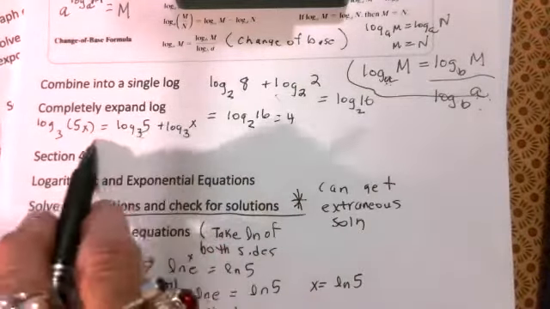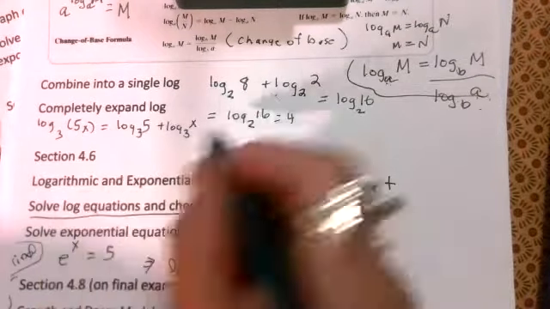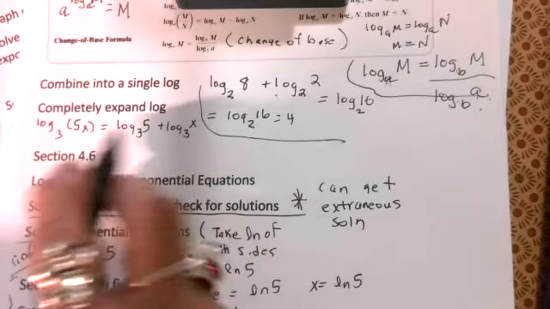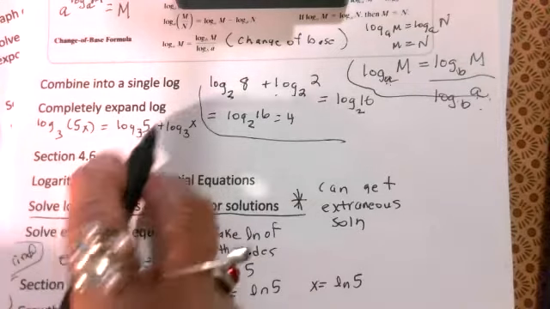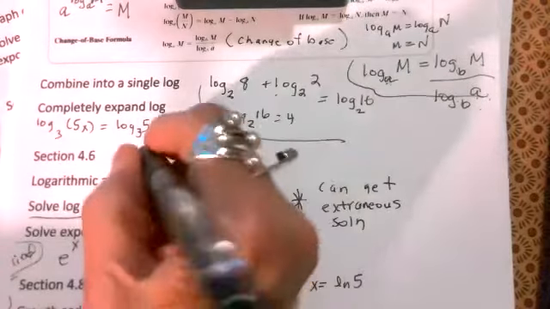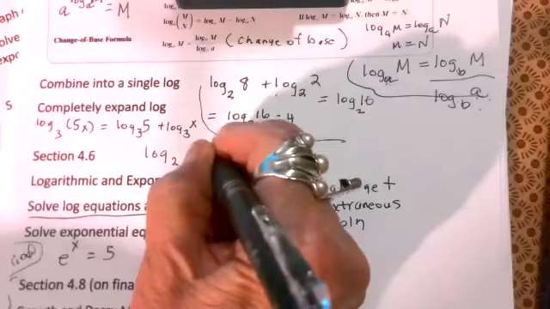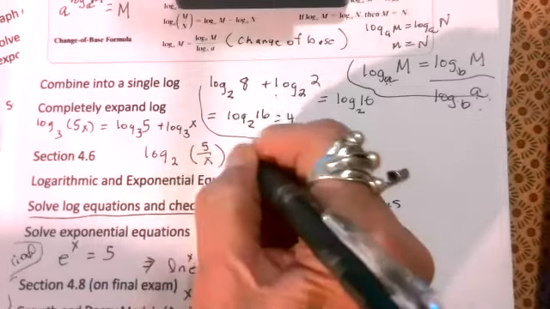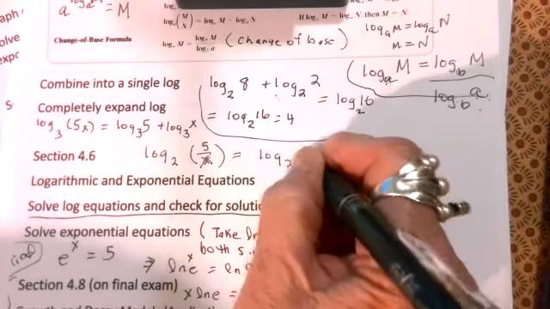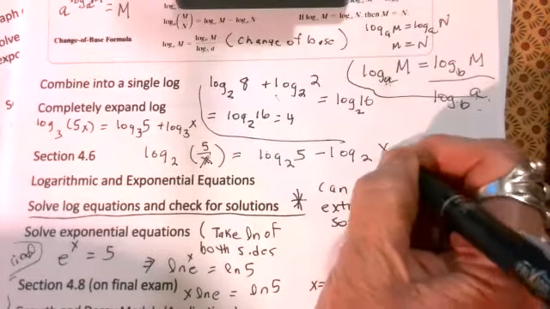And then I might ask you to expand. So it's given like this, and then you expand it. So that means break it apart into log base 3 of 5 plus log base 3 of x. Or if it was like log base 2 of, say, 5 over x, you would go log base 2 of 5 minus log base 2 of x.